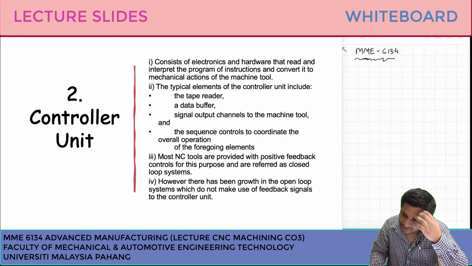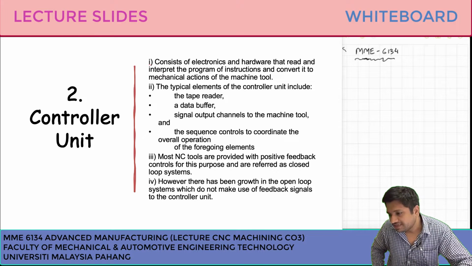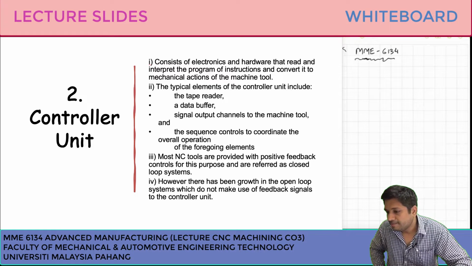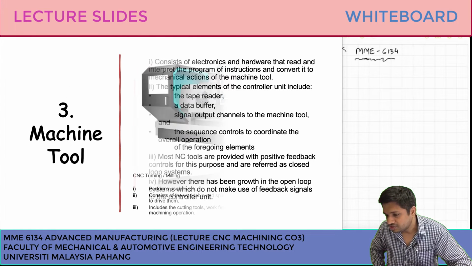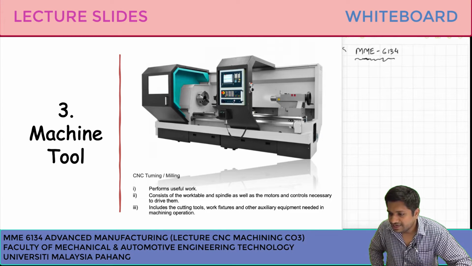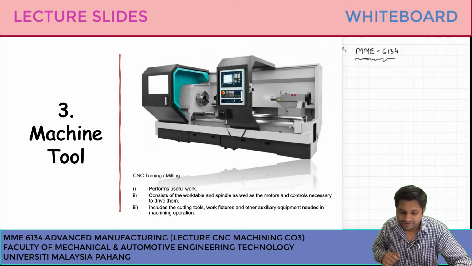Then the controller unit. The controller unit consists of electronics and hardware that read the program and then convert it into mechanical action for the machine tool. These are very simple things. And then the machine tool itself can be a milling machine, turning machine, even a grinding machine, etc. It can have different axes.